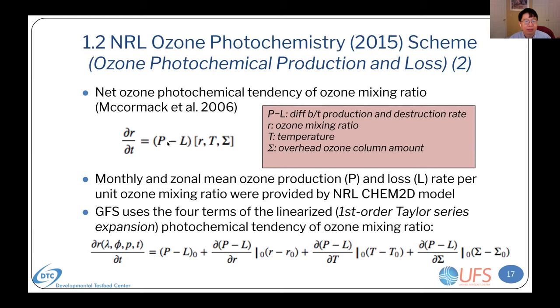So the upper layer ozone column amount also contributes to the tendency of ozone mixing ratio change. The monthly and zonal mean ozone production and loss rates are used in the model. So the equation is linearized into four terms. The first term is the monthly and zonal mean term, then the change with ozone mixing ratio, the change with temperature, then the change with overhead ozone column amount.